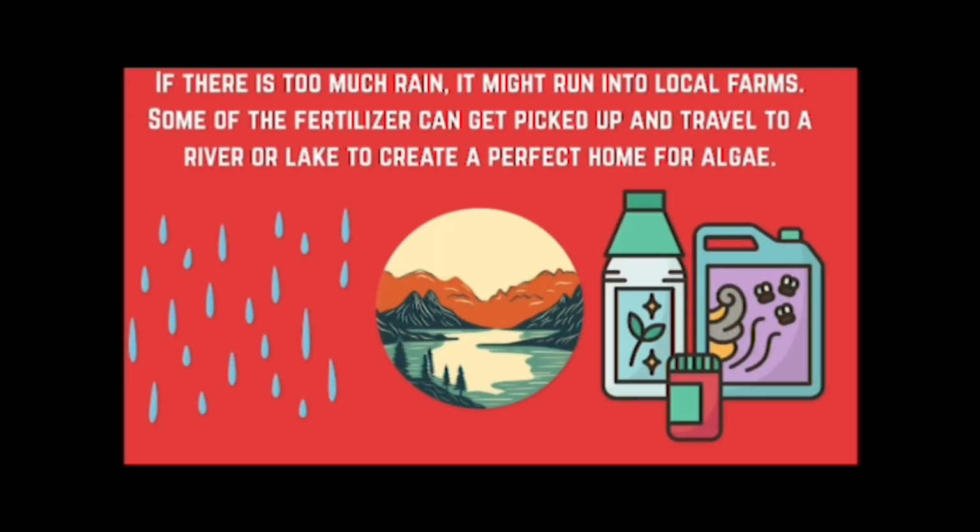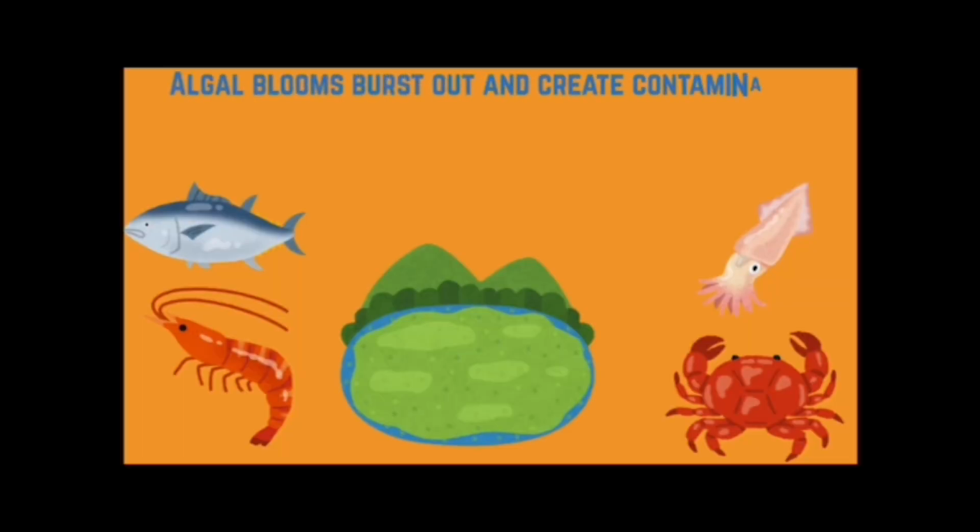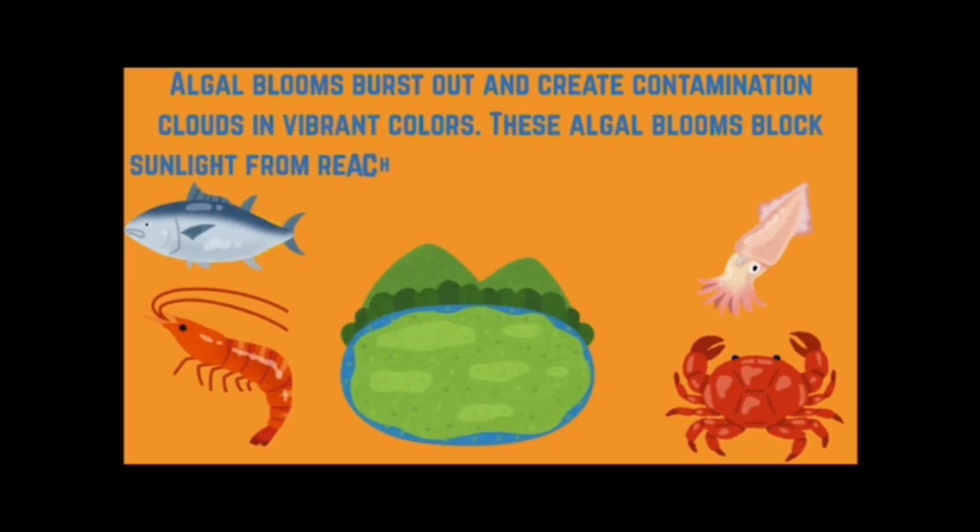On the other hand, if there's too much rain, it might run into local farms on its way to rivers or streams. Some of the fertilizer can get picked up and travel to a lake or river to create a perfect home for algae. Algal blooms burst out and create contaminating clouds and vibrant colors. These algal blooms block sunlight from reaching the vegetation and animals beneath the surface of the water.